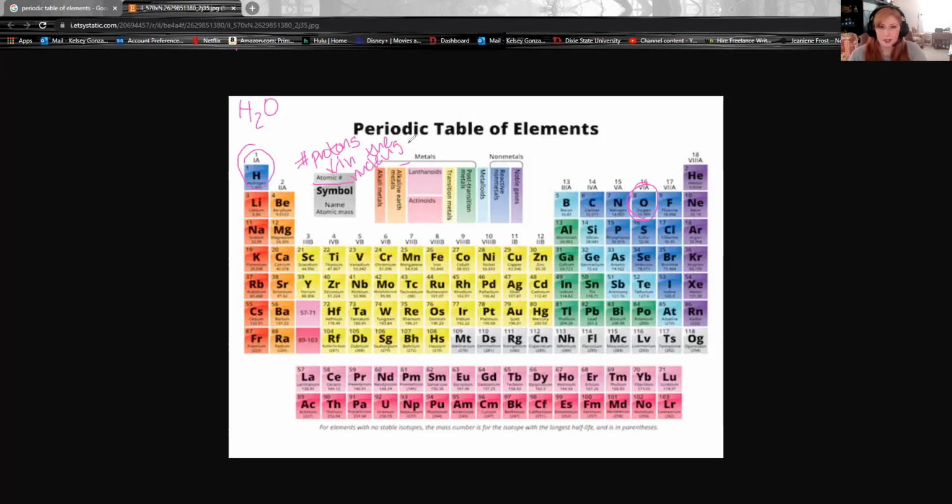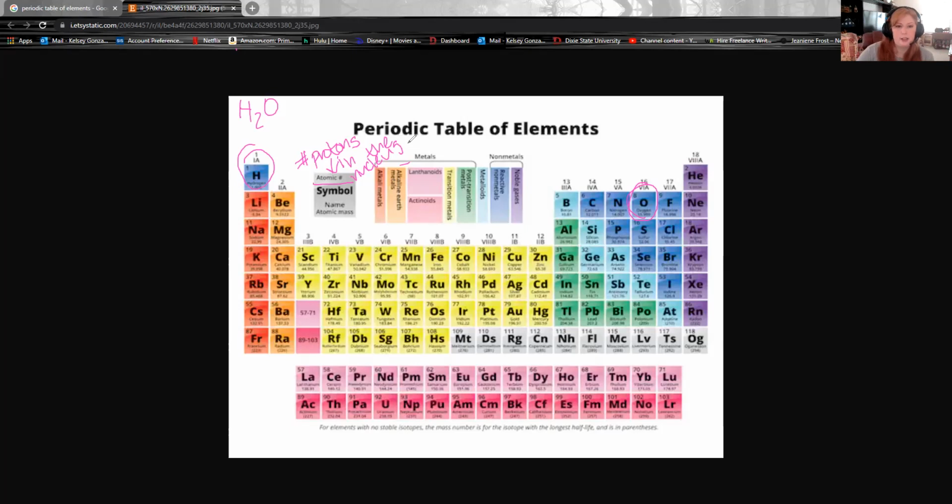Do you remember when I said a couple minutes ago that a carbon atom is not the same as an oxygen atom? This is why. It's because the number of protons in the nucleus of each different atom is different. Okay, so that's what makes them distinct from each other.